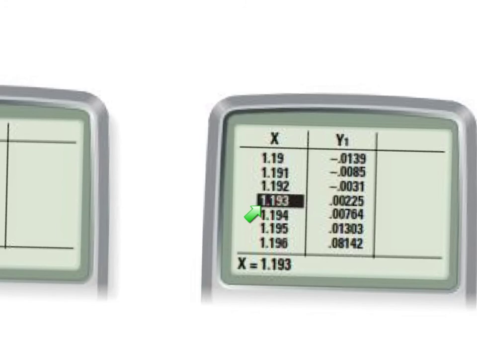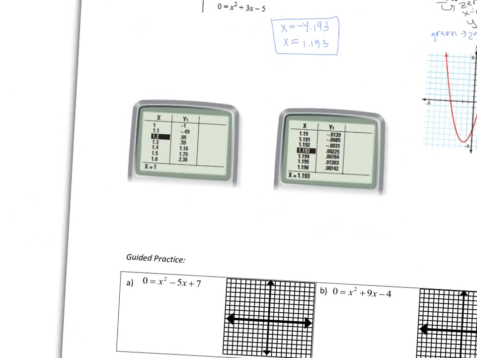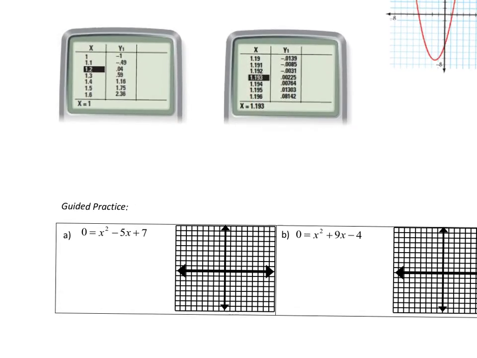Now, I want you to take a few minutes here and try guided practice A and B by graphing it on your calculator and calculating the zeros. And you can always check your work using the table function.